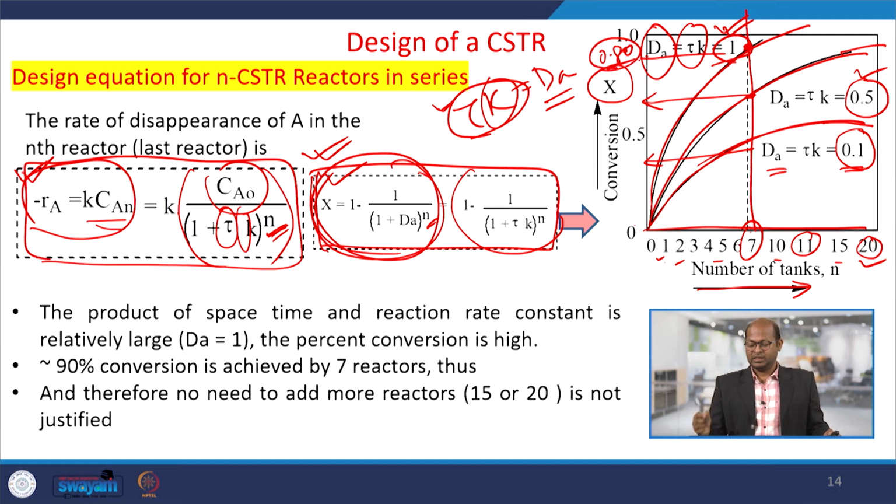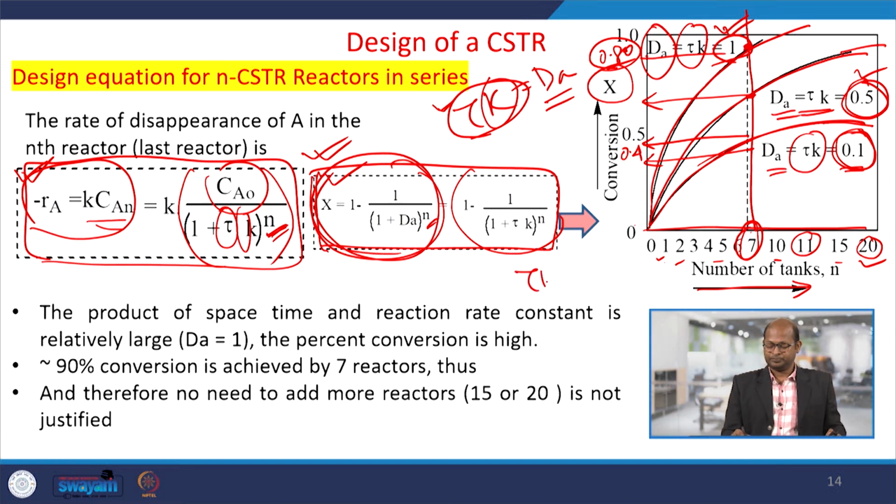that is, 80%. If the tau k value, or Da value, is very small, like 0.1, then we will get less than 50% conversion, close to 40%, for that same system or arrangement. Therefore, we have to increase the tau k value. How can we increase it? Tau k equals Da, so we have to increase V by V naught into k.